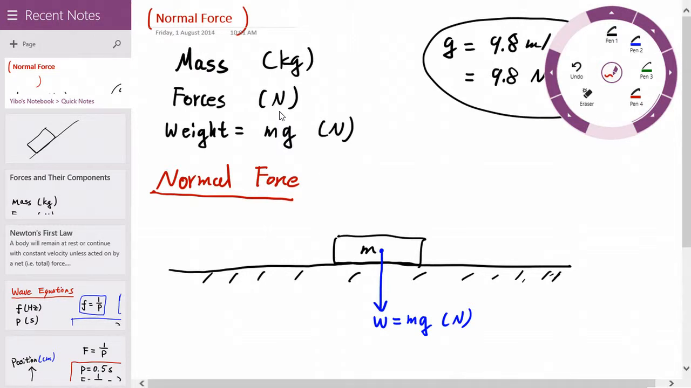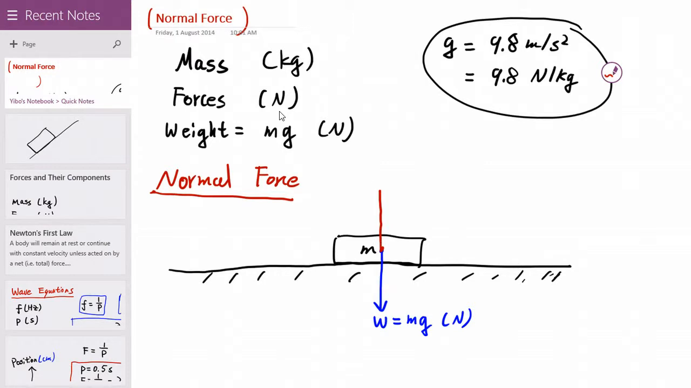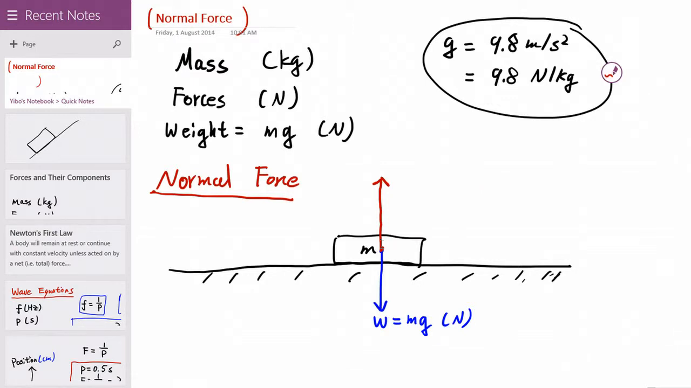Also, preventing this mass from dropping down to the center of the Earth, the ground exerts an opposite direction force, and we call that the normal force. So the ground pushes it up. Otherwise, it will fall into the center of the Earth. We don't want that. So we label it N for normal force, or sometimes we label it Fn.